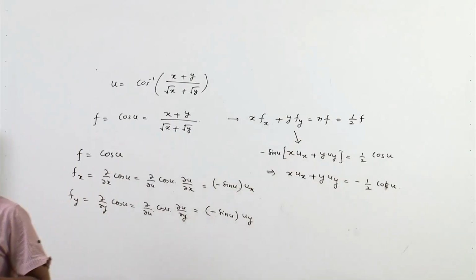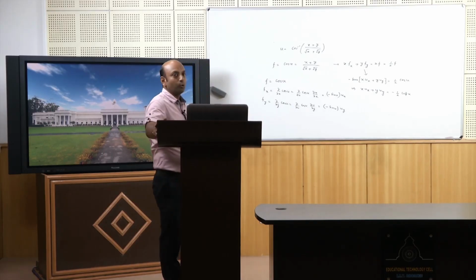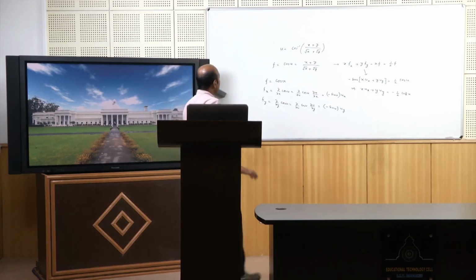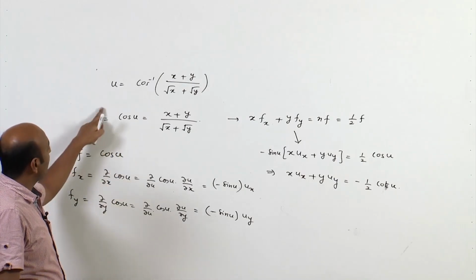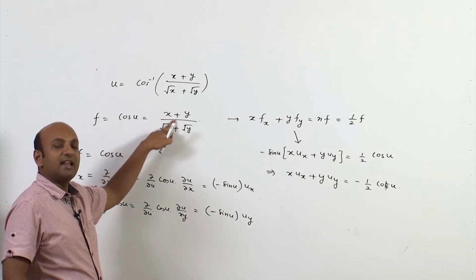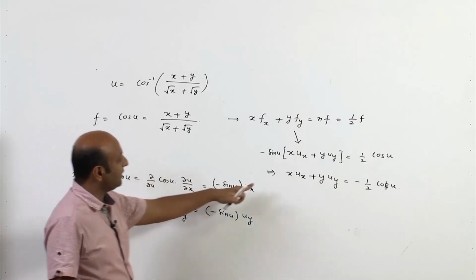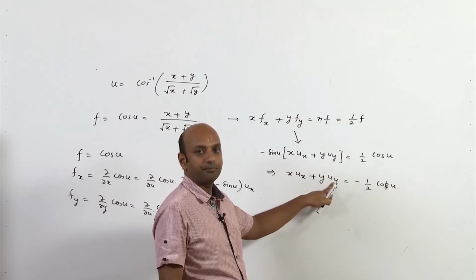Okay. So, that is how we obtain the first part of the problem. What I want to say basically is that sometimes the problems are not homogeneous, but we can make them homogeneous by substituting f as some function of u. We can apply Euler's theorem for this f, because this f is equal to this, which is homogeneous, and later on we find f x and f y in terms of u, and then we can simply find the value of x u x plus y u y.